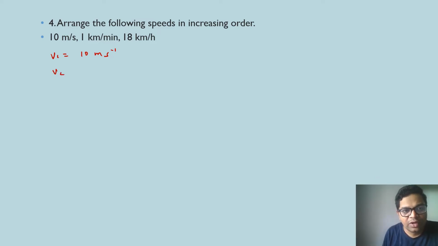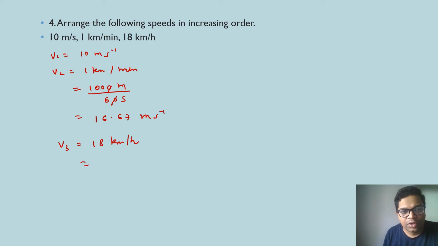Here we have V2, which is 1 kilometer per minute. That will be 1000 meters upon 60 seconds, and this will be 100 by 6. So 6 1s are 6, 40, 6 6s are 36, so this will be 16.67 meter per second. And we have the third value, which is 18 kilometer per hour. So that is 18 into 5 by 18, so that will be 5 meter per second.